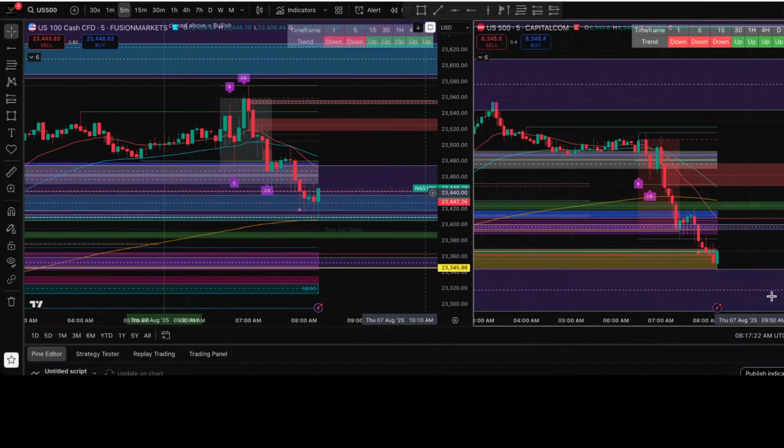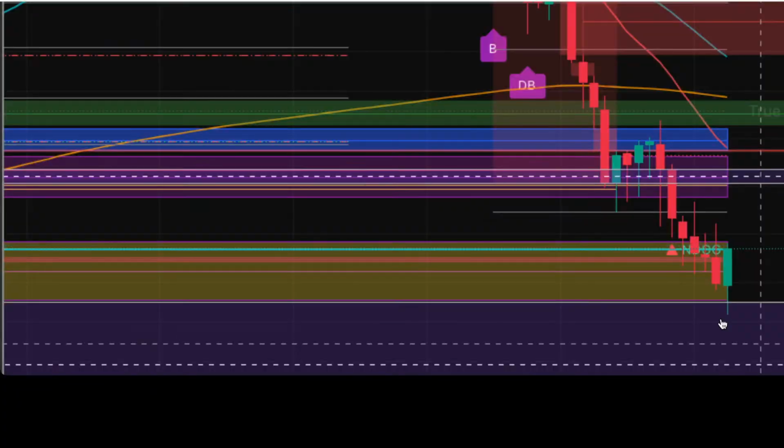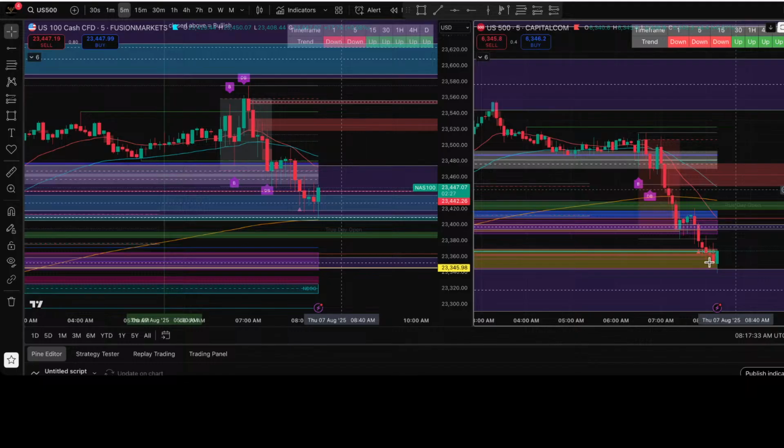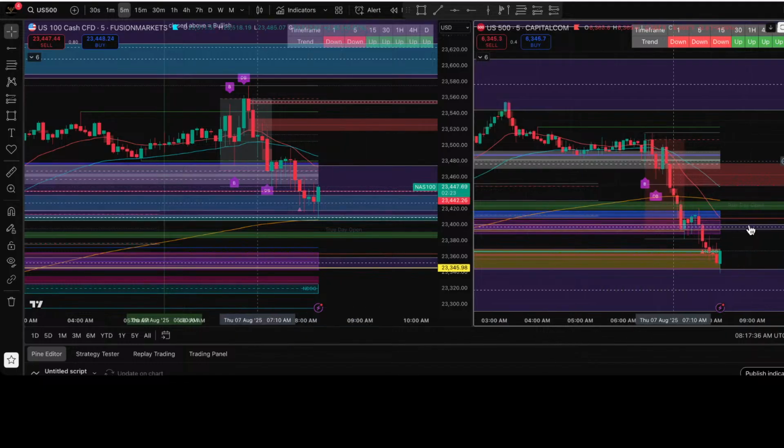As you can see, US 500 technically tapped that 4-hour fair value gap. Zoom in here, right there. So that's technically delivered to. I'm going to get rid of all these little ones. It's already run right past them.